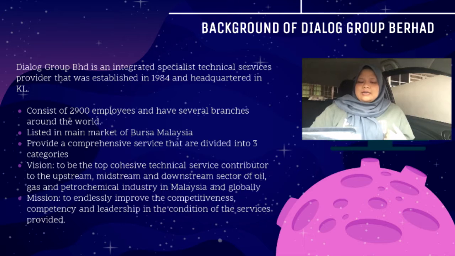So Dialog Group Berhad is listed on the main market of Bursa Malaysia with a market capitalization of approximately 22 billion Malaysian ringgit. The comprehensive services by Dialog are divided into three groups, which are upstream, midstream and downstream. For example, the services provided by Dialog Group Berhad are supply base, engineering, procurement, construction and commissioning, plant maintenance and catalyst handling services, specialist products and services, and etc.